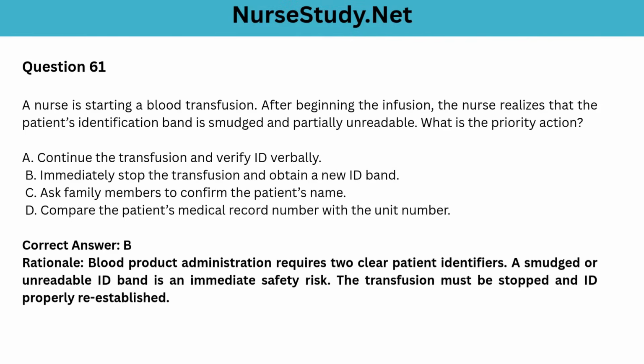Correct answer B. Rationale. Blood product administration requires two clear patient identifiers. A smudged or unreadable ID band is an immediate safety risk. The transfusion must be stopped and ID properly reestablished.